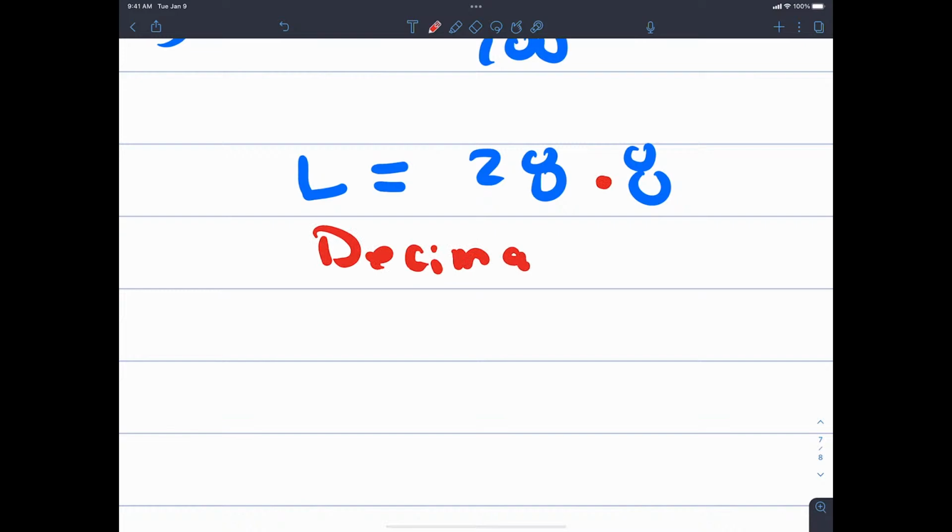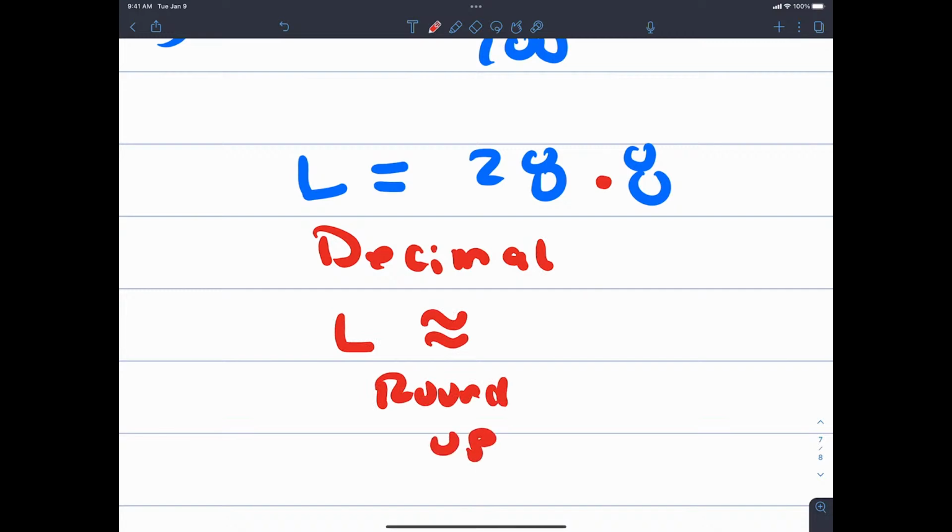Decimal. What do you do when it's a decimal? You round how? Up to the next whole number. What's the next whole number? 29. So you're going to have to look for now the 29th what? Data value in the sorted list.